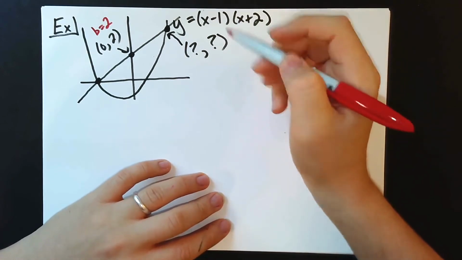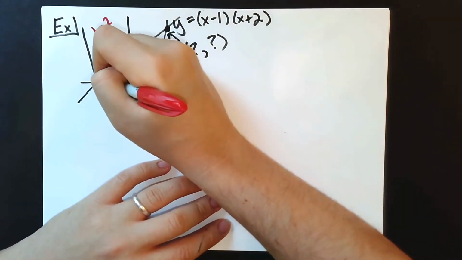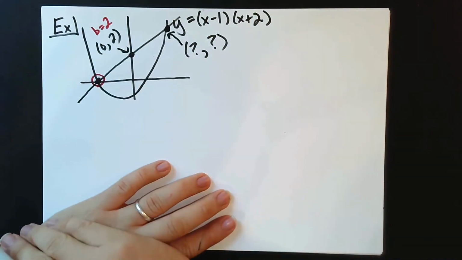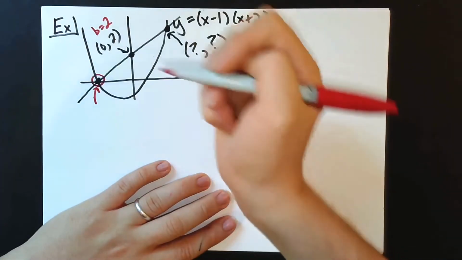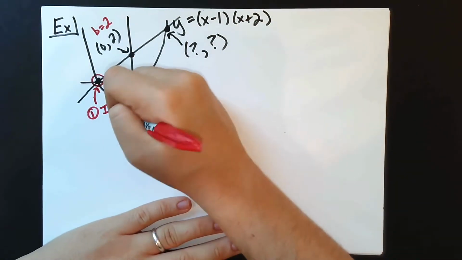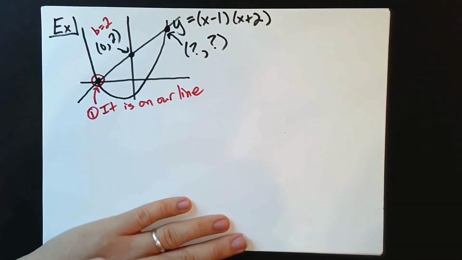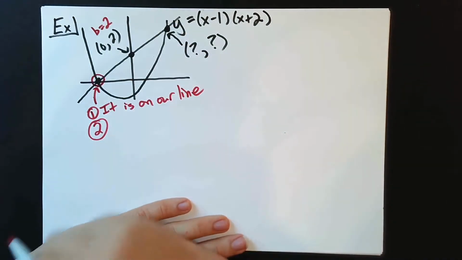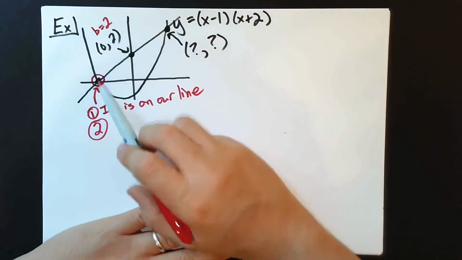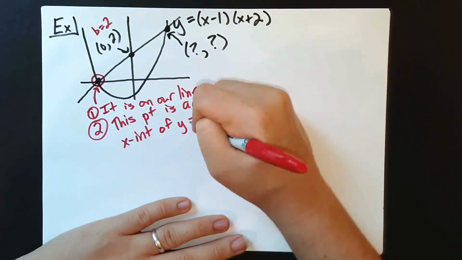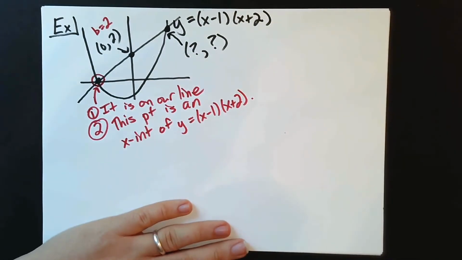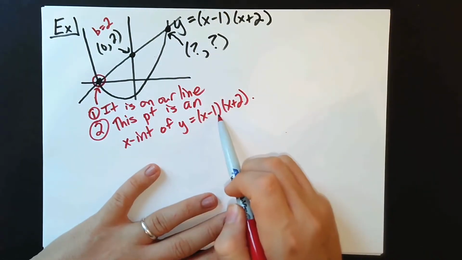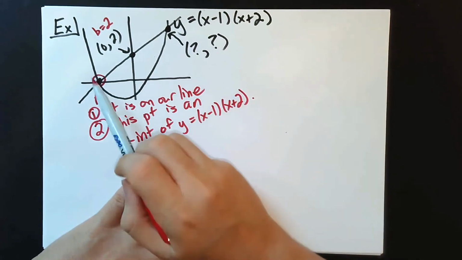Instead, what I actually have to notice is this point. And there are two special things about this point. The first thing is that it's on our line. But there's a second thing you can notice. Namely, this point is also an x-intercept of the parabola. And so I can find the x-intercepts of this parabola to find what this point is.